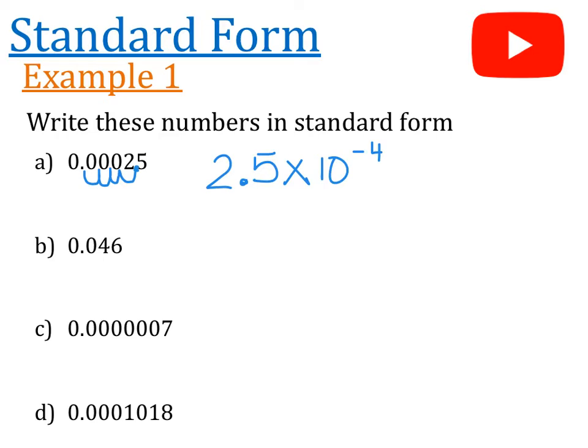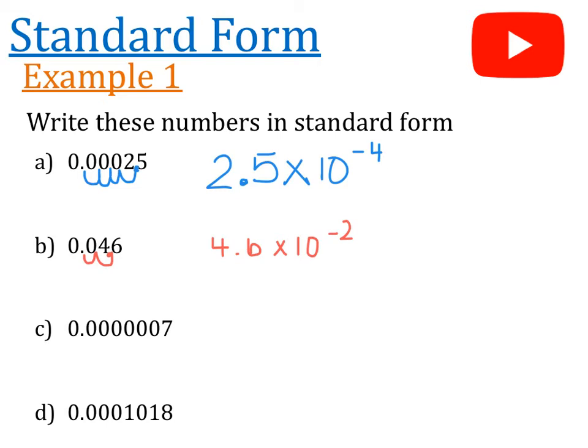All right, let's try another one. We'll see if that makes any sense. So the next question is 0.046. So we want the decimal to end up between the 4 and the 6, so we can have 4.6. Let's see how many places it has to go. 1, 2. So just 2 this time. So this is 4.6 times 10 to the power of minus 2. So very much the same as the last lesson, just a negative power to tell us that it's a small number as opposed to a positive number.